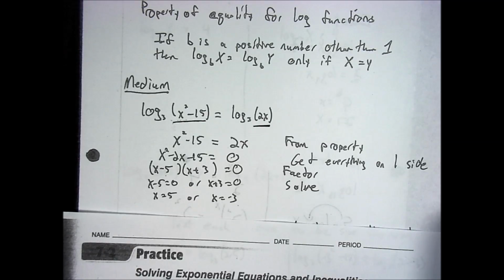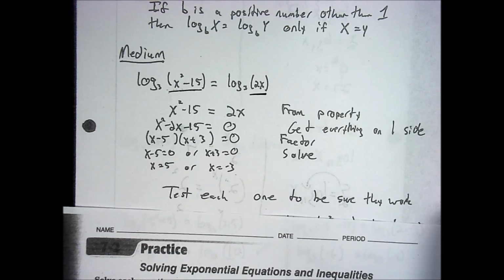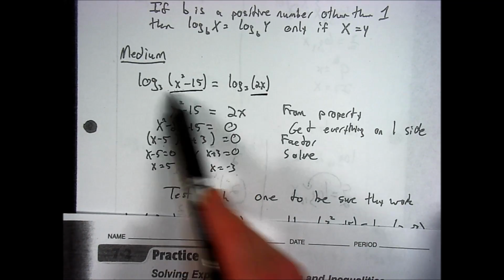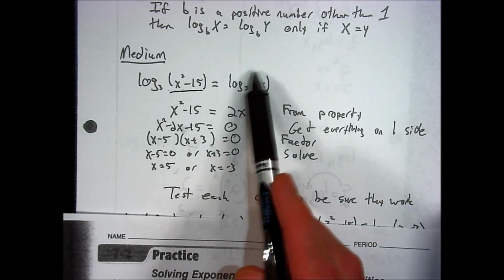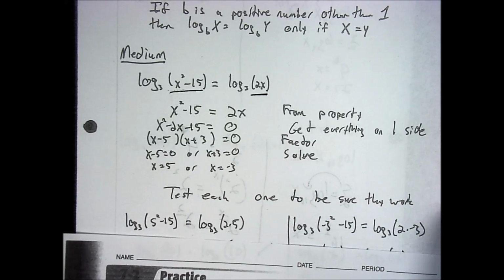But now, here's the extra part. It's also not very difficult. It's just an extra step, a little tedious. You have to go back and test them. Test each one to be sure they work, because this part of our log needs to be positive, needs to be greater than 0. So I have to put this in.